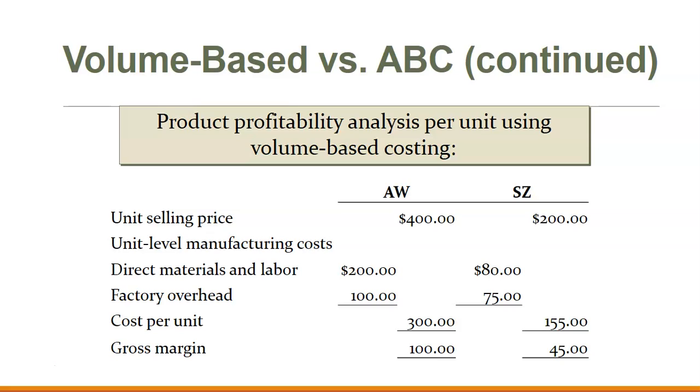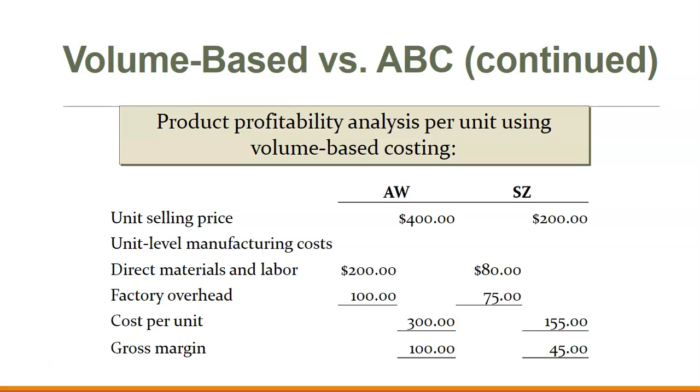When we look at how that affects the product profitability, we have our unit selling price and then our unit level manufacturing costs, direct materials and labor per unit, the factory overhead per unit, which gives us the total cost per unit. Thus, we have a gross margin of $100 for the AW product line, and SC has a gross margin of $45 per unit.